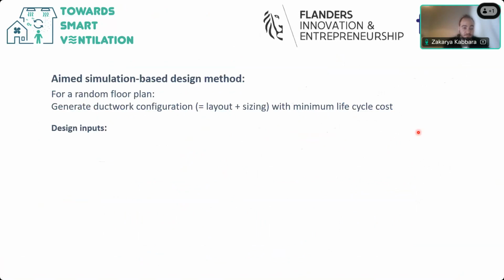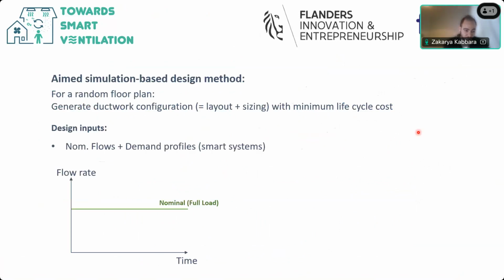And that brings me to my first input that I would like to mention. Not only will we include the nominal flow rates, such as what the conventional design methods do, but we will also include the demand flow profiles, because we are dealing with smart ventilation system and they have variable occupancy or variable load profile. So in this project, we realized that the ventilation system will operate the majority of the time at a partial load behavior. That's why we wanted to include the demand profiles in our input.